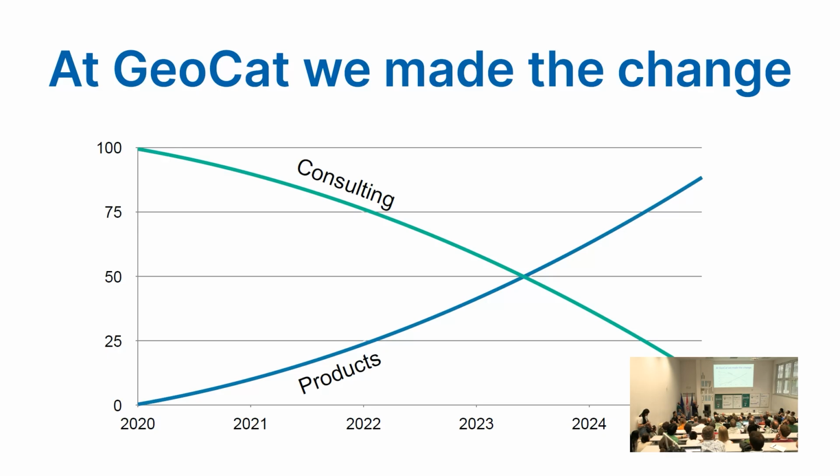In GeoCat, we decided to make that change five or six years ago, and we were mainly doing consulting. And I think many of the companies that we have currently do a lot of consulting. And we said, okay, we're not doing consulting at the same level anymore. We'll start delivering products. We'll start delivering standard cars, and the only thing you can change is the paint and maybe the type of tires.